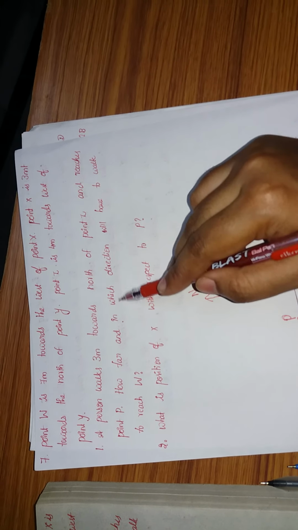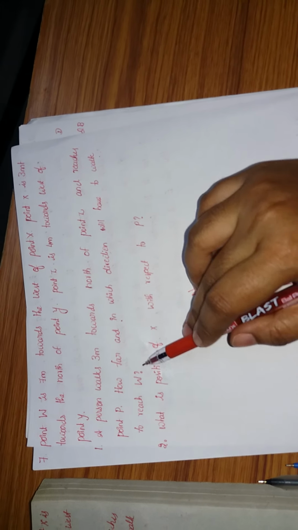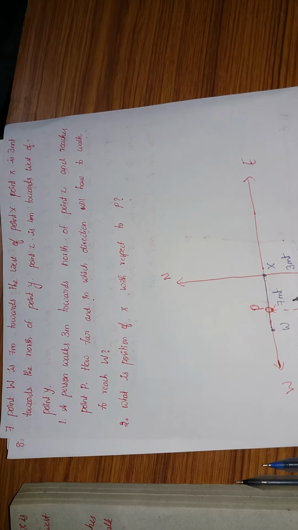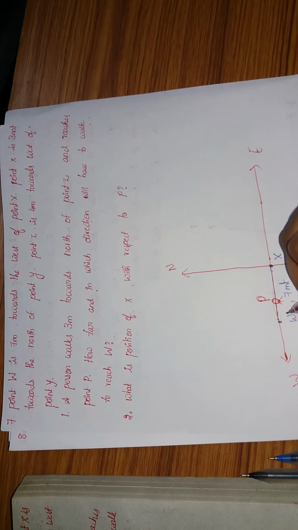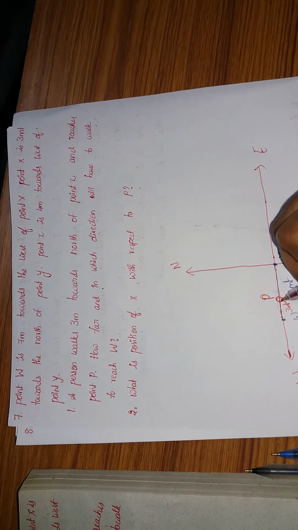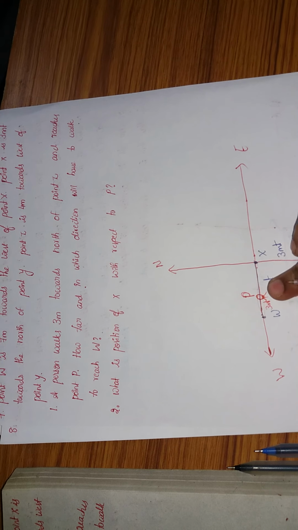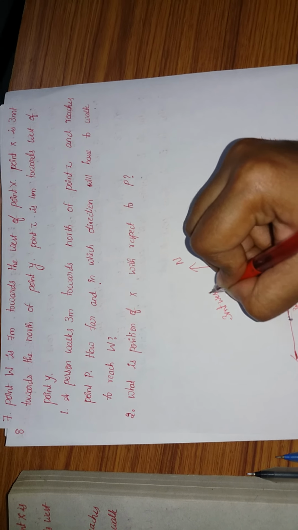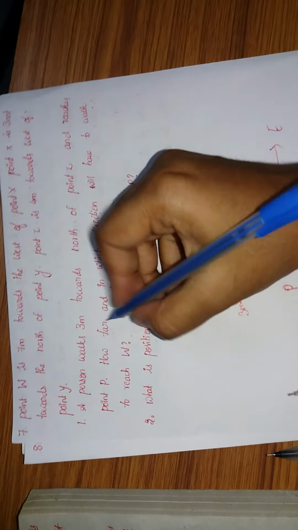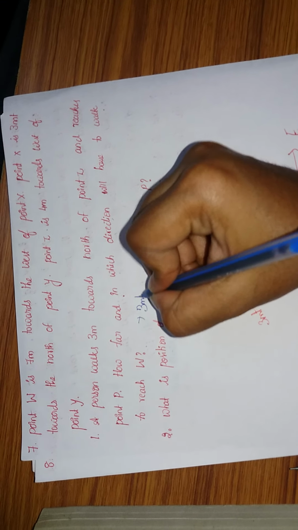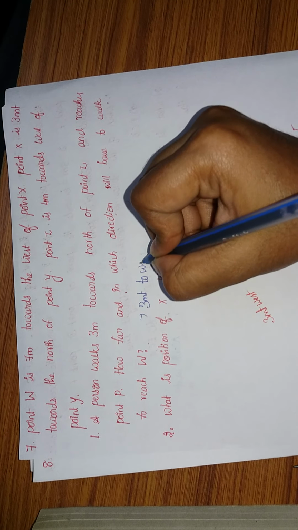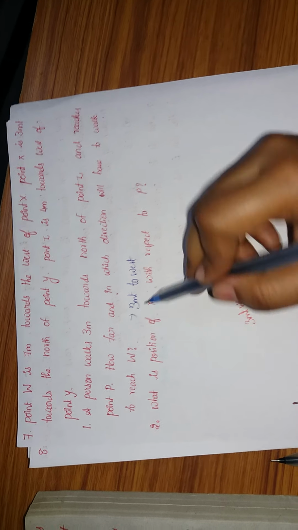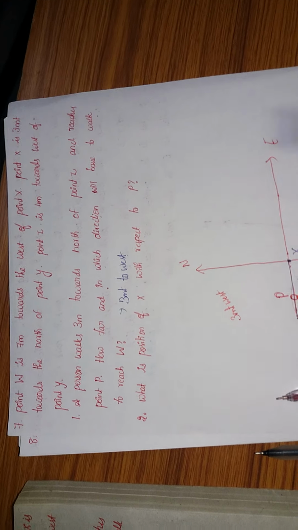How far and in which direction will he walk to reach W? We know that the entire distance is 7 meters and the remaining distance is 3 meters. So the person at P has to walk 3 meters in the west direction. So the answer for this question is 3 meters to the west. When P walks 3 meters west, he will reach point W.